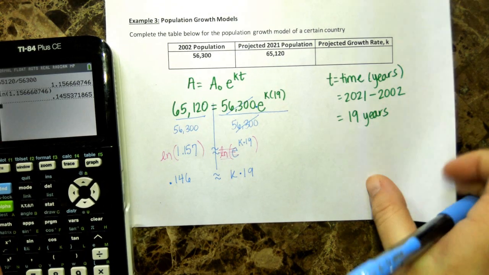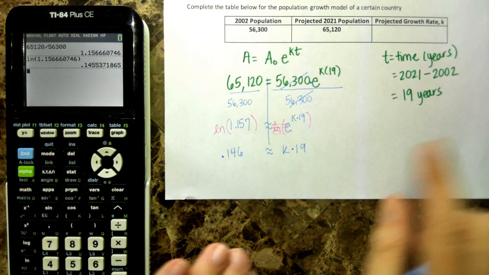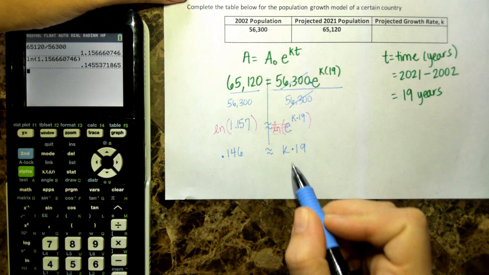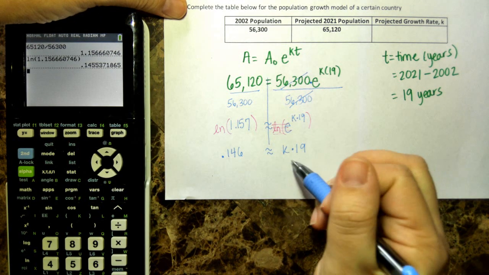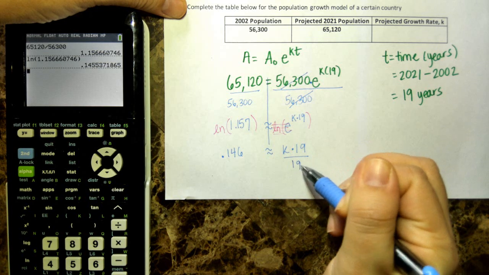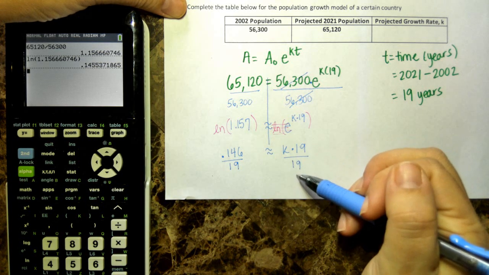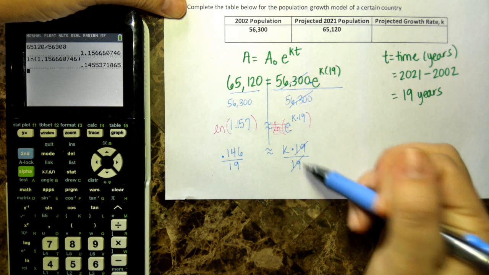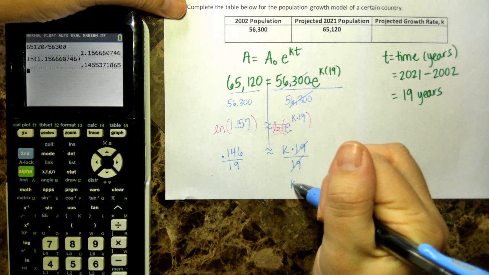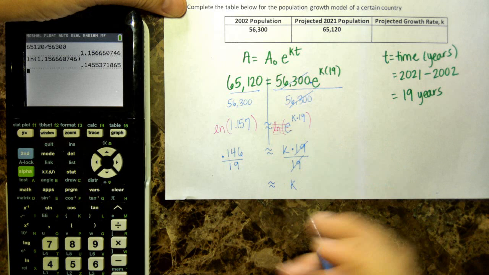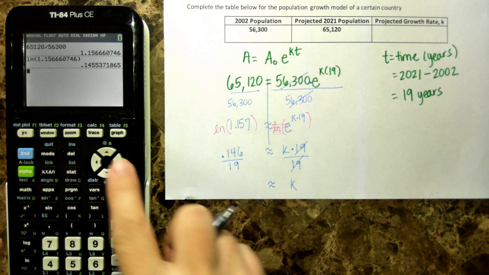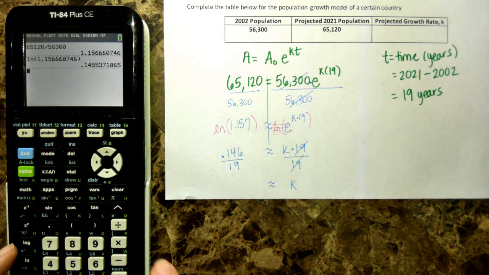Okay. Alright, I'm almost done. I'm trying to figure out what K is. So the only thing I need to do is get rid of this times 19 by dividing both sides by 19. 19 divided by 19 is 1 whole, so those cancel out. And our K value is approximately, well, I'm going to just divide these two numbers. So just pretty much that last number divided by 19.